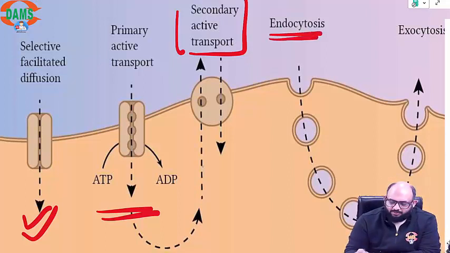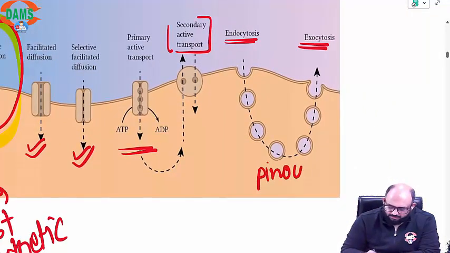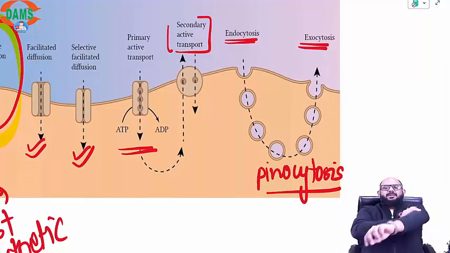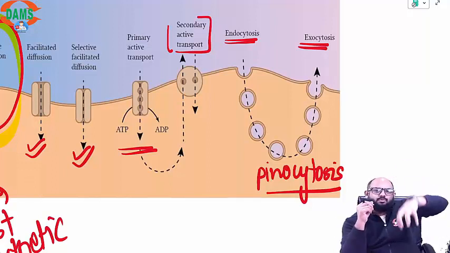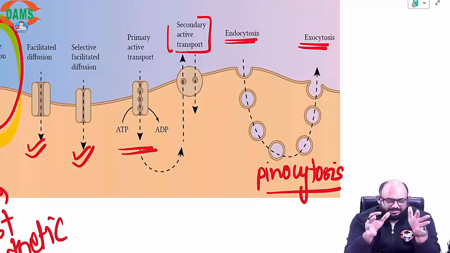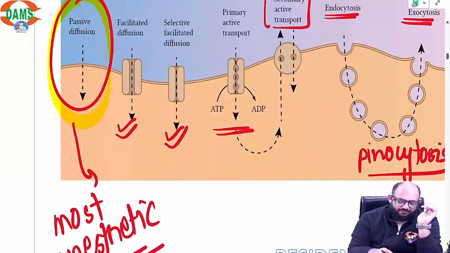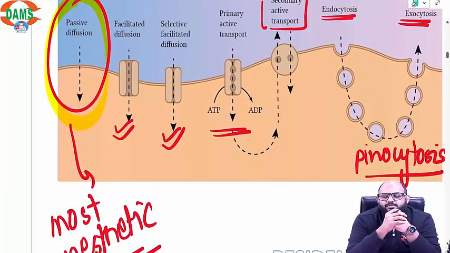And then you have endocytosis and exocytosis, which is a part of pinocytosis, where the cell membrane drinks the substance by making a vacuole around it, and it goes inside. That is pinocytosis. These are the different methods of drug transfer across the membrane. But remember, most anesthetic agents use passive diffusion.